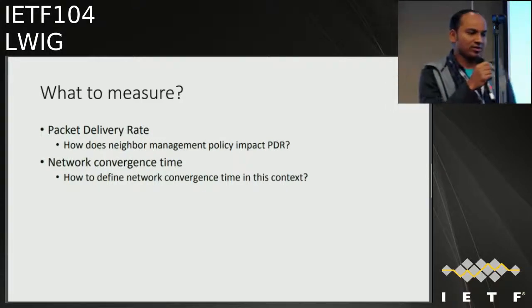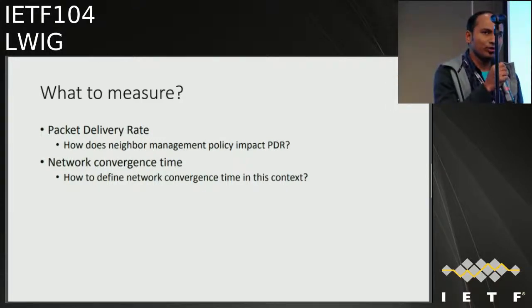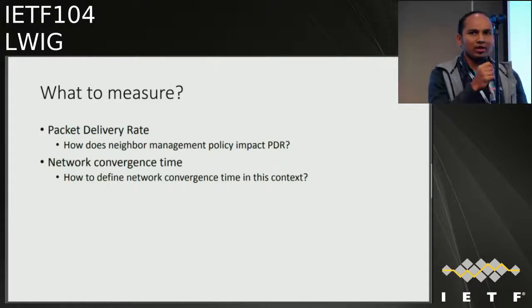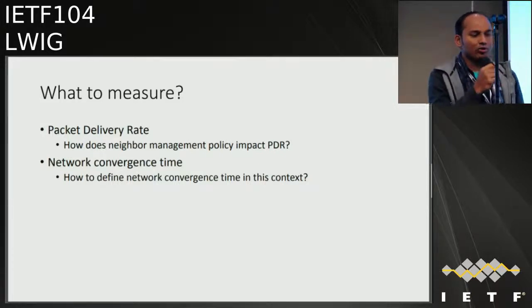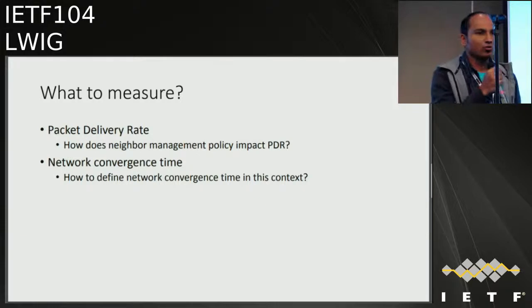We wanted to understand what data we need to take. PDR, packet delivery rate, we clearly understood is something that we have got to measure. So we wanted to check how the neighbor management policy impacts PDR. But the network convergence time is difficult to quantify. So how do you define network convergence time?